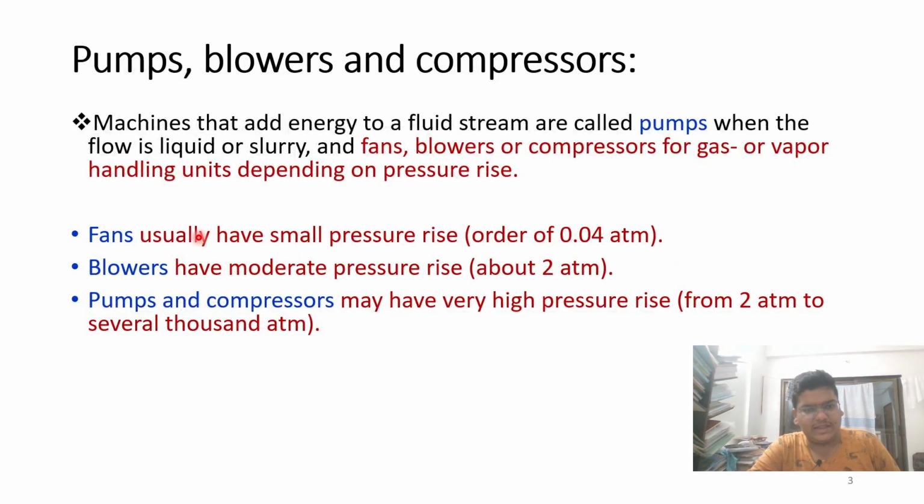Here the slide indicates the same: fans usually have a pressure rise of the order of 0.04 atmosphere, while blowers have a moderate pressure rise of about 2 atmosphere. A fan can deliver up to 0.04 atmosphere, while blowers are much more sufficient to deliver air up to 2 atmosphere. Depending on our necessities, we use a blower for the specific task we are given.